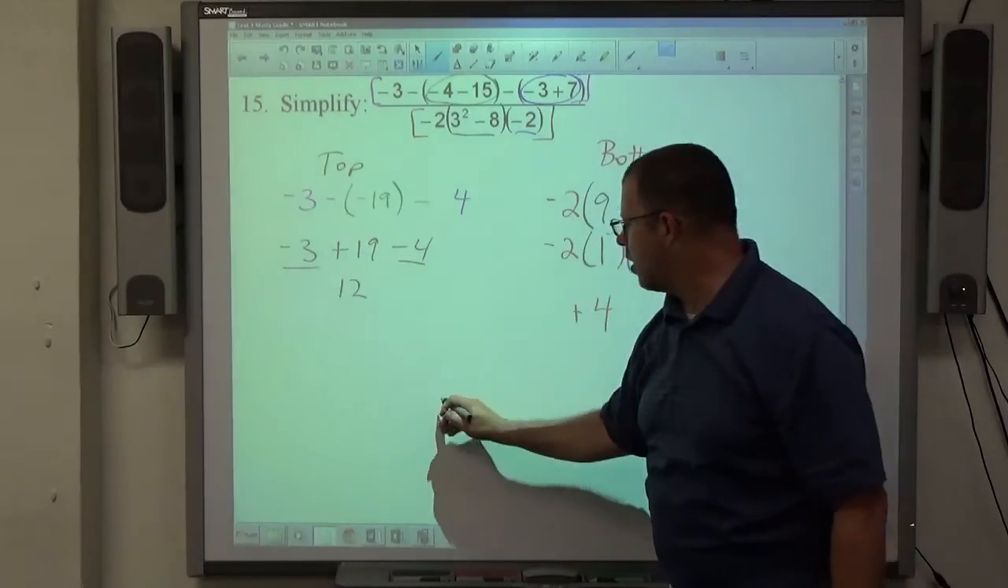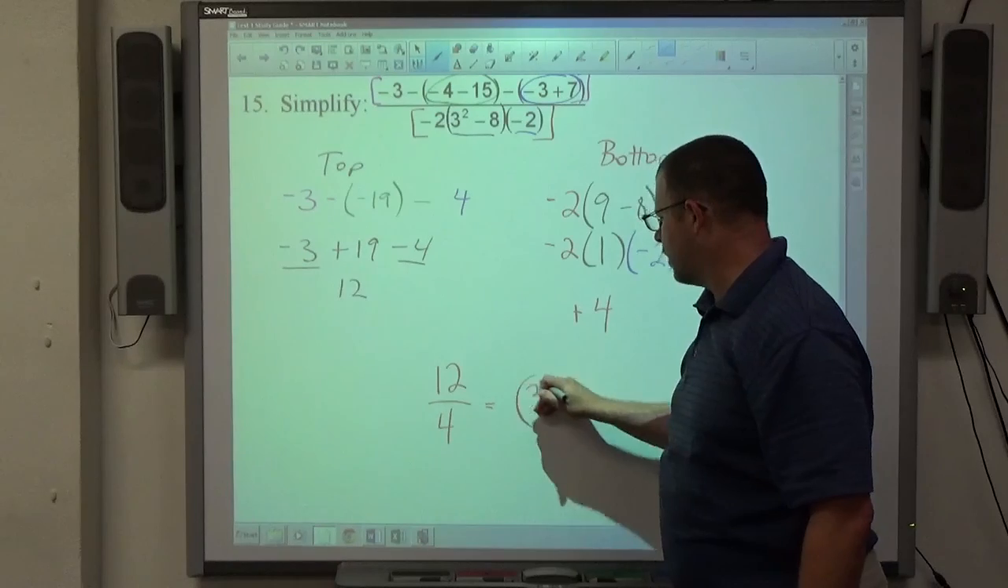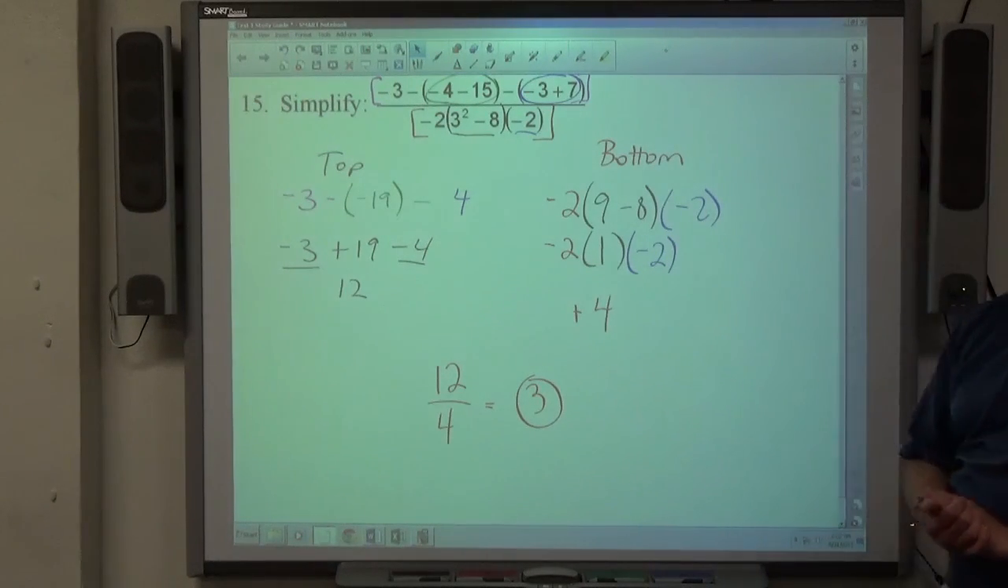So the top is 12. The bottom is positive 4. 12 divided by 4 is equal to 3. There's your answer. That's how you work out a rational expression like that, to simplify it.